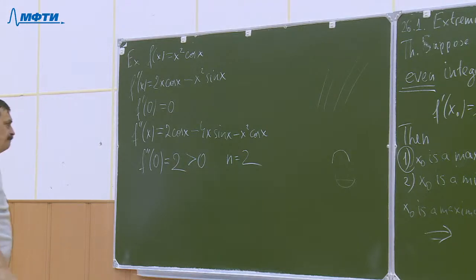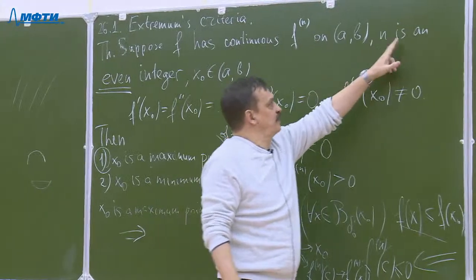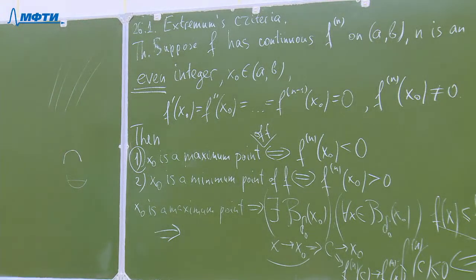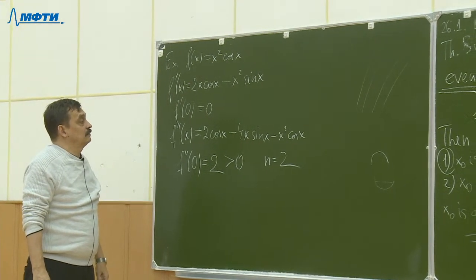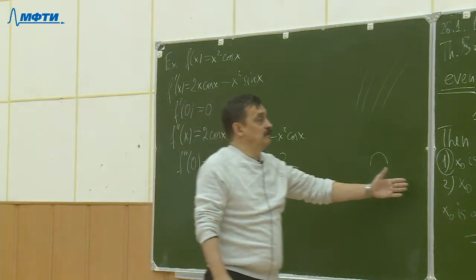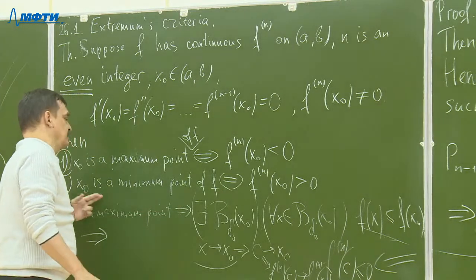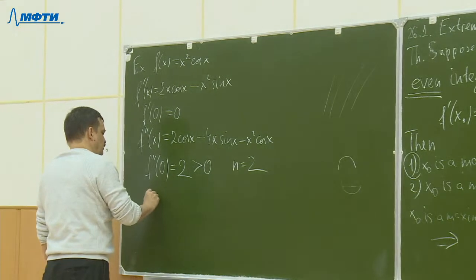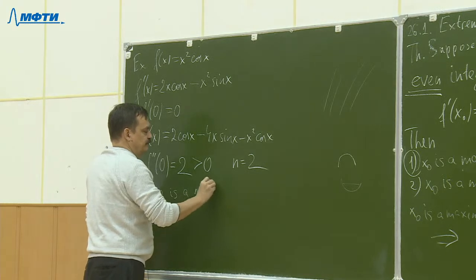So we apply the theorem for n equals 2. So n equals 2, x naught is 0, right? And we see that the second derivative is positive. It means that 0 is a minimum point. So x naught equals 0 is a minimum point.